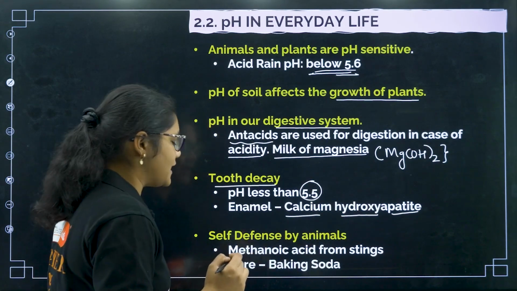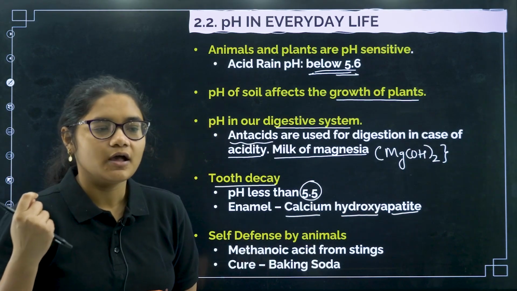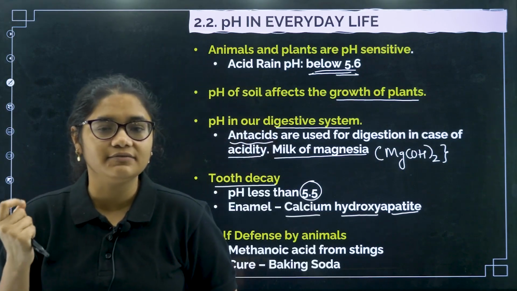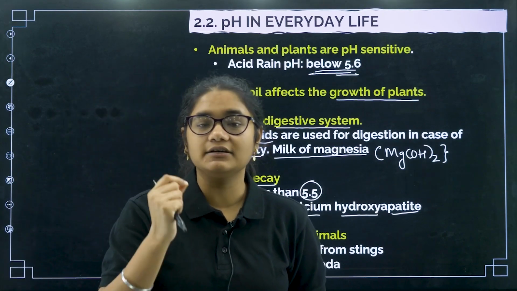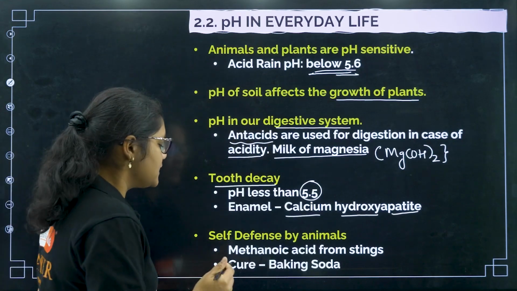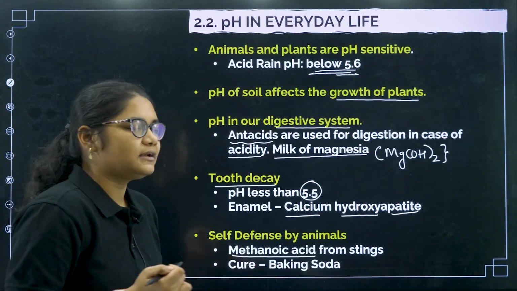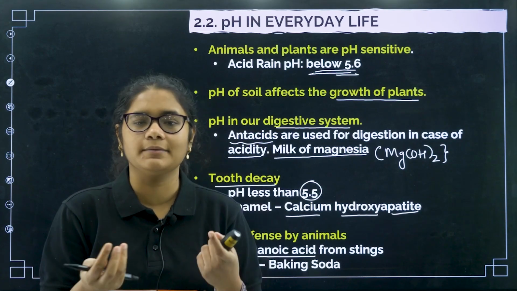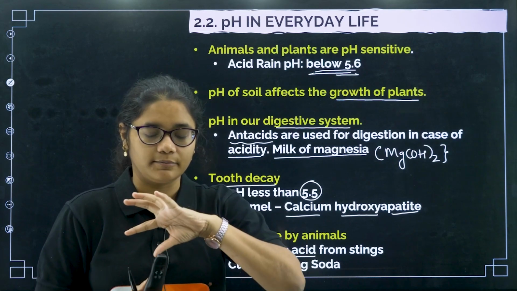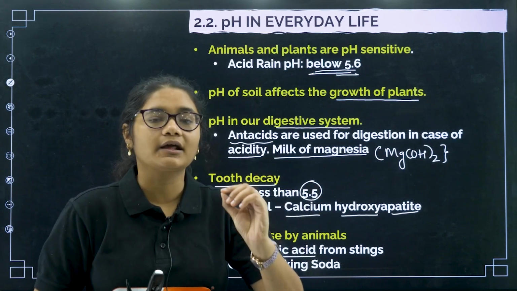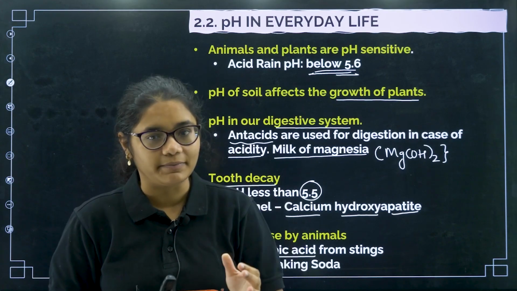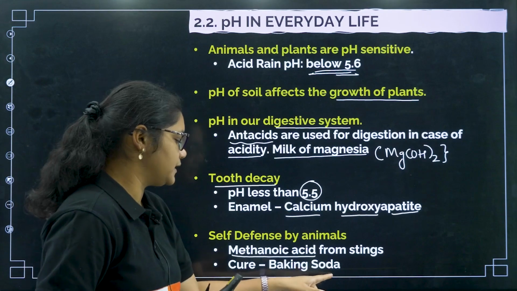Next, self defense by animals. Generally when animals are disturbed, or you hit them, they bite you and it causes severe pain. That is due to acid released by flies, bees and so on. They release methanoic acid. Suppose they bite you in the finger, the acid produced in the sting causes swelling in your hand or finger. To neutralize this, you need to add a base, and generally in this case we use baking soda.